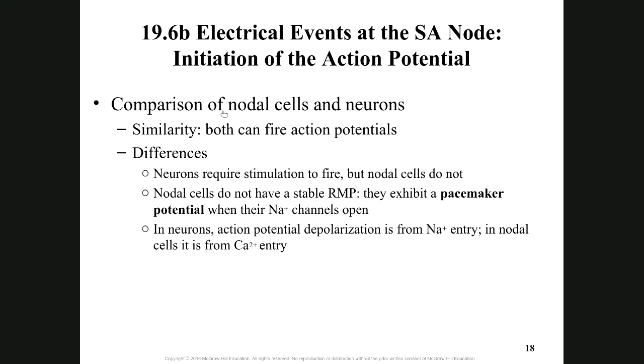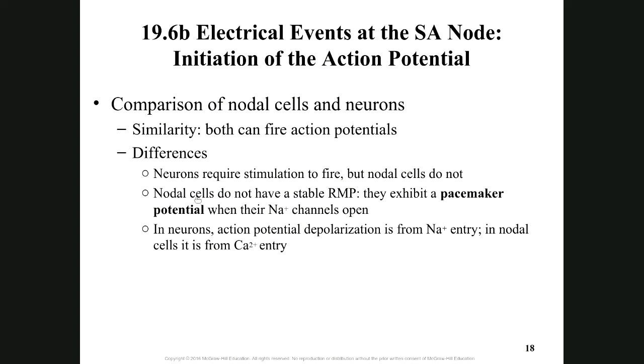Here in this slide, you can see the comparison between our nodal cells and neurons. The similarity of both of them is they can fire and generate the action potential, but we have some differences between them. In our neurons, we need a stimulation for the action potential. When the stimulation comes to the neuron, then some channels become open, some channels become closed, and we have generation of action potential. But in the nodal cell, we don't need any stimulation. They can go to action potential automatically.